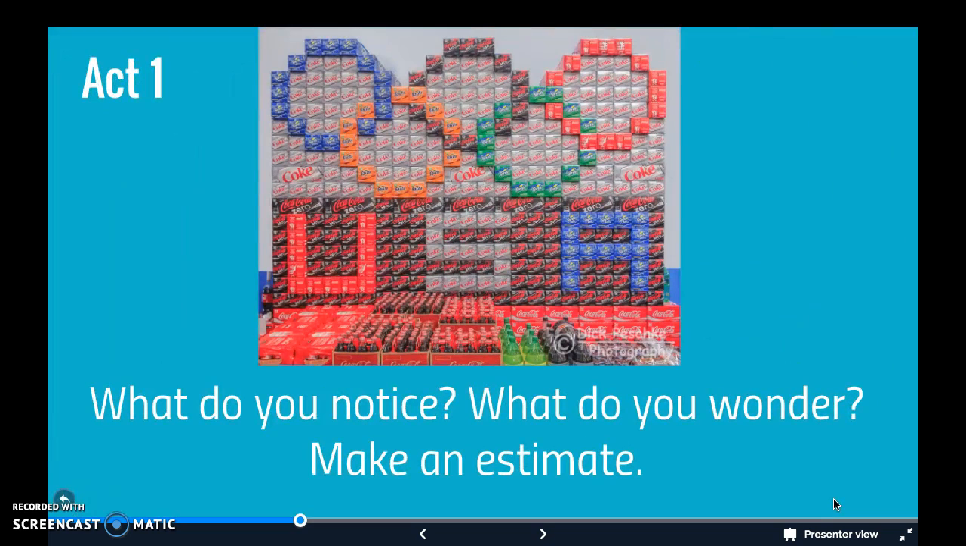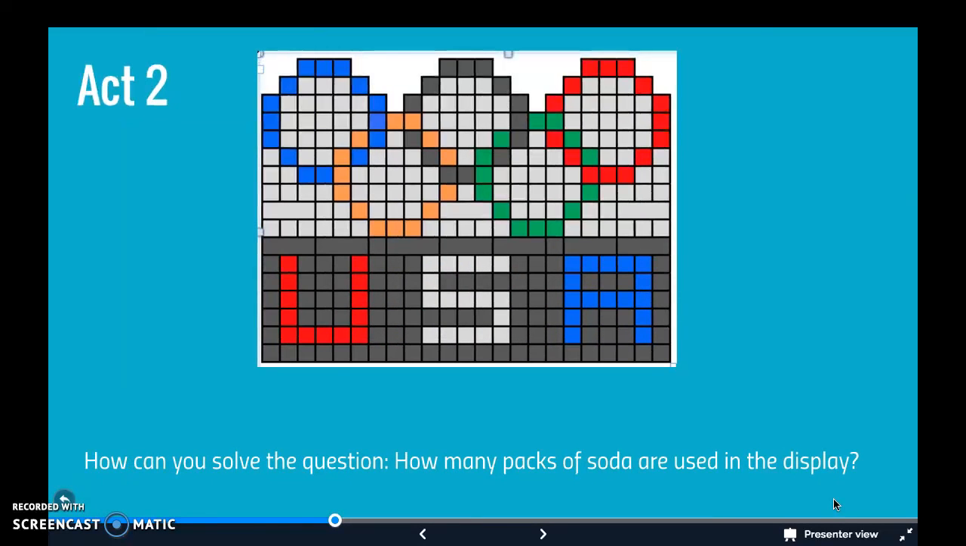Act 1 is usually a visual representation, either a picture or a video, where we can start to wonder and notice. I'll be asking the students, what do you notice and what do you wonder, and have them make an estimate around a question. For example, this one would be, how many cases of soda does it take to make this display for the Olympics? In Act 2, we would be making an estimate, and I'd be giving students any additional information they've decided that they need to solve the task.